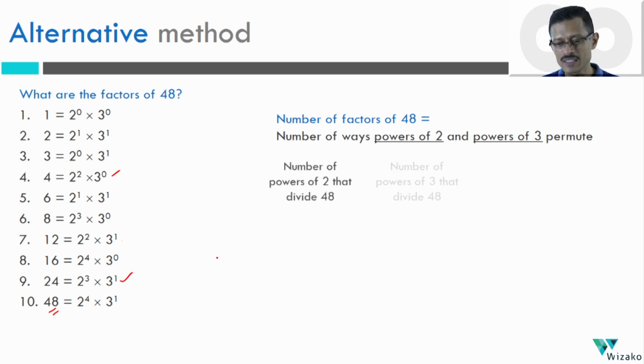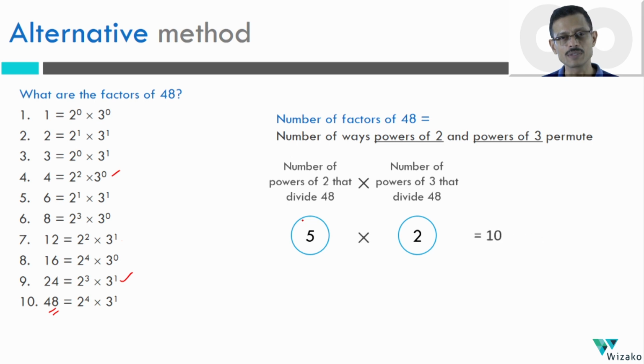In how many ways can they permute? Powers of 2 are 5 in number. Powers of 3 are 2 in number. So they permute in 5 into 2, 10 ways.